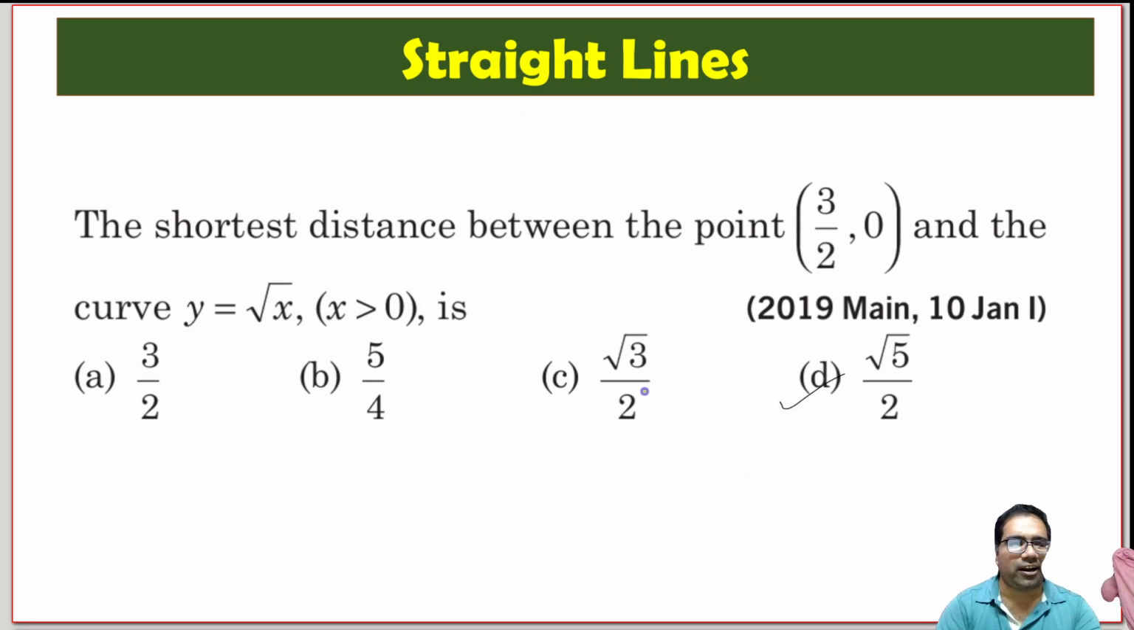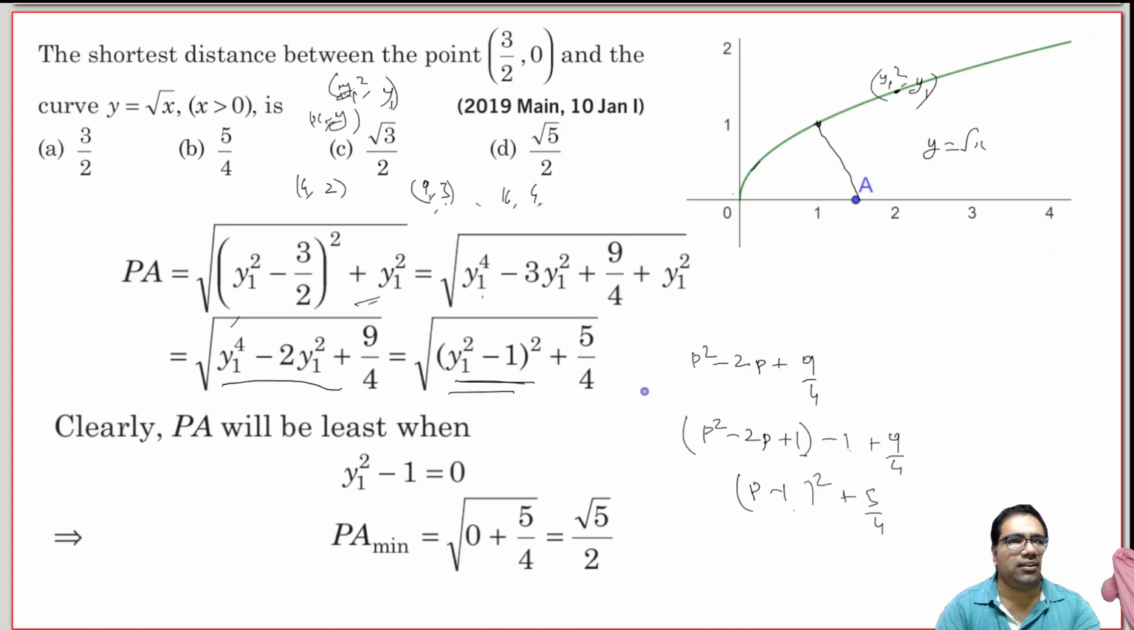Right, guys, we've taken just a random point on this curve and then made it a perfect square because this is a quadratic equation. We converted that into a perfect square and then we figured out that the lowest distance is root 5 by 2. Using calculus also we can do it. We can differentiate this and make the derivative equal to 0, and then we can also get the lowest value, because this distance is a function of y.